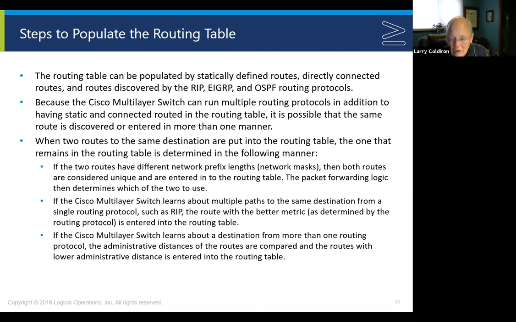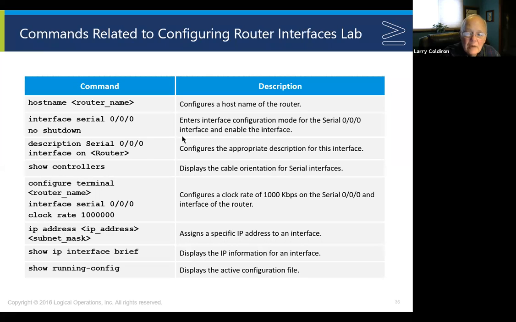On multilayer switches, with multiple paths to the same destination from a single routing protocol, the better metric is going to win. If we have multiple routing protocols, the administrative distance is what's going to dictate which one of them wins. We have some labs coming up here.